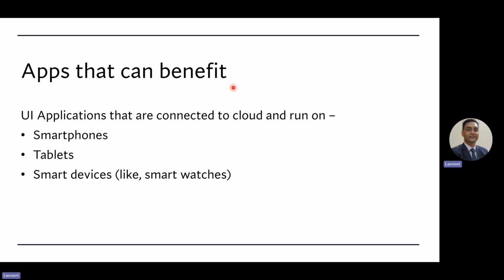The apps that can benefit from this approach are basically UI heavy applications that are connected to cloud and they run on battery operated devices like smartphones, tablets, and smart devices like watches. The goal of all the developers that have built applications for battery operated devices is to make sure their application consumes the least possible battery.